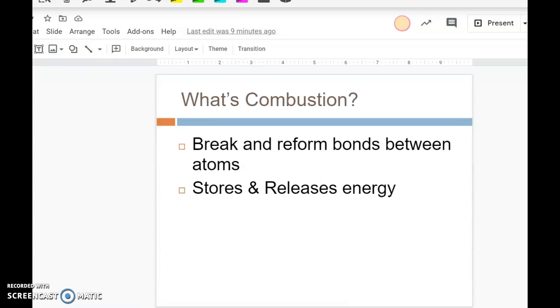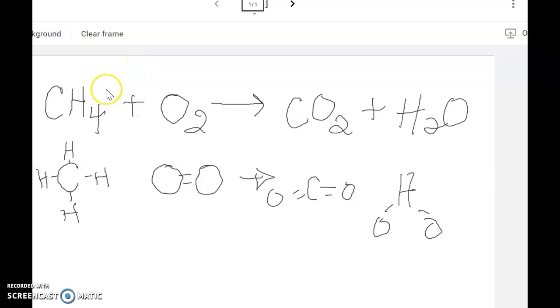So that leads us to combustion. Combustion is a reaction where you break and reform bonds between atoms, specifically a hydrocarbon most of the time. And here you're going to store and release energy. So let's look at that a little bit closer. This is the reaction for combustion. And this is a hydrocarbon.